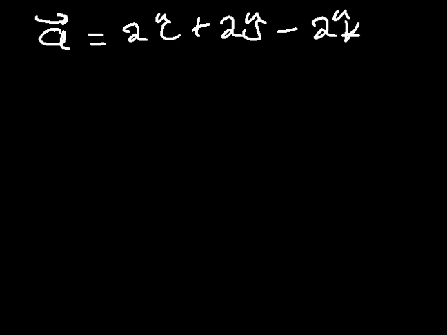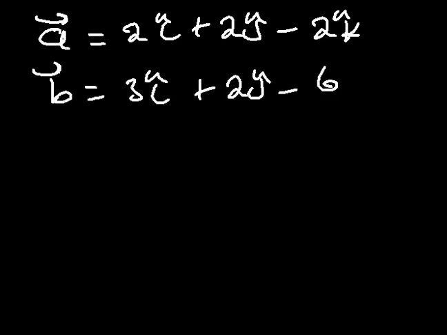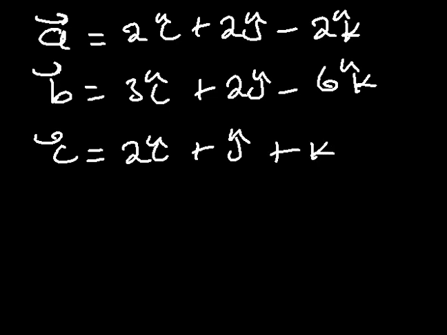Let's say we have vector A, given as 2i plus 2j minus 2k. And we have another vector, vector B, given as 3i plus 2j minus 6k. And we have another vector, vector C, given as 2i plus j plus k. Let's say that is the case.